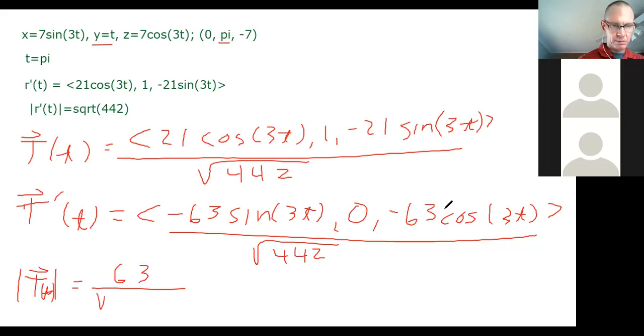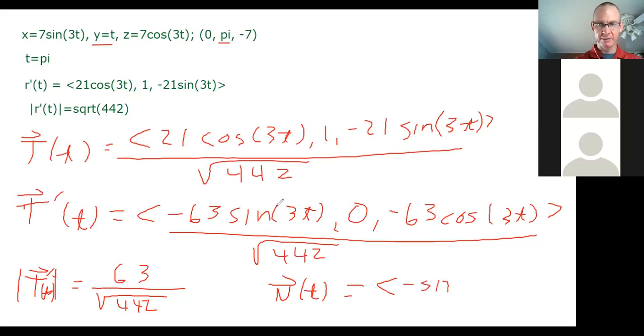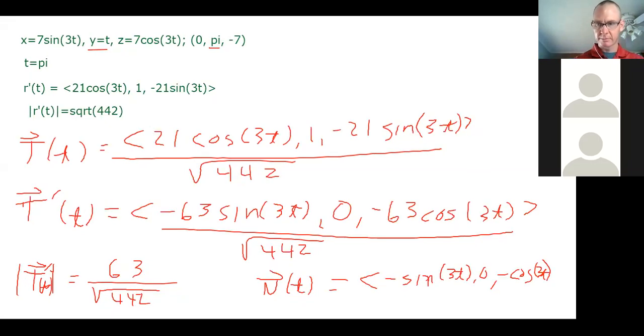And so finding your N, it's going to be your T prime. Whoops, that should be a T prime in there. It's T prime divided by the magnitude of T prime. Your square roots of 442 are going to simplify. So N is just going to be negative sine, 0, negative cosine. So that's just simplifying pretty nicely. Questions up to there?